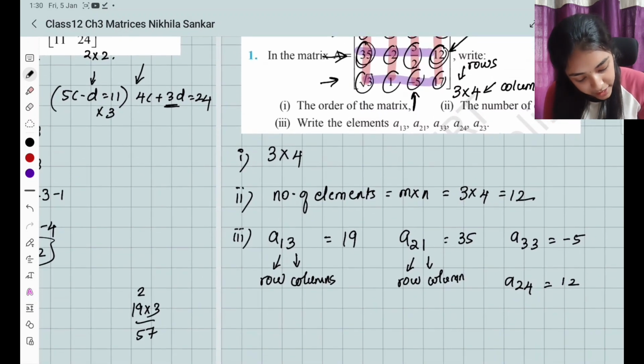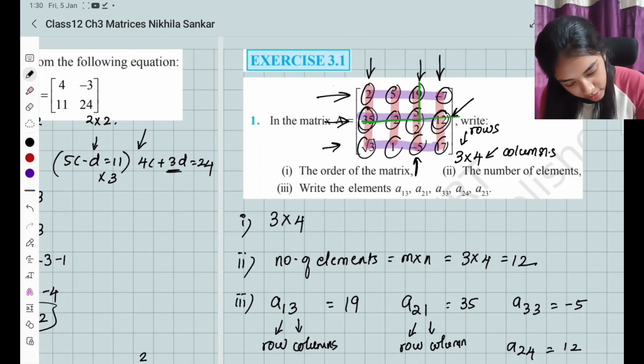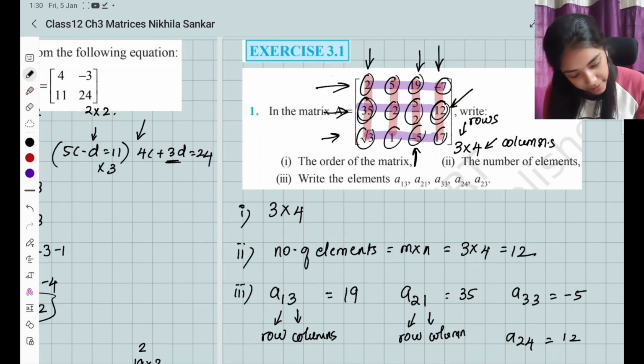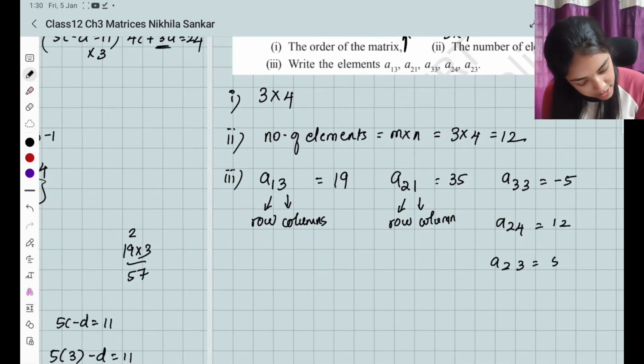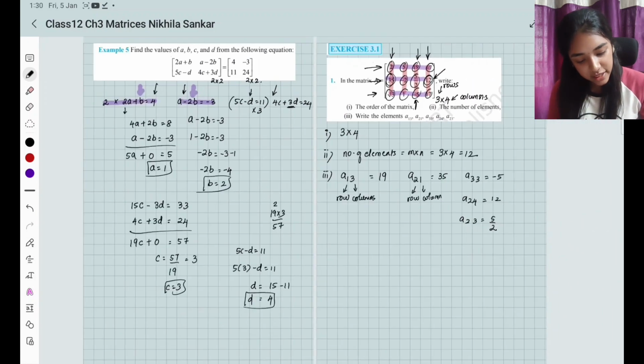ஓகே, then A23னா second row and third column. So it is going to be 5/2. Okay, so your answer is going to be 5/2. So these are the values. Okay, please copy.